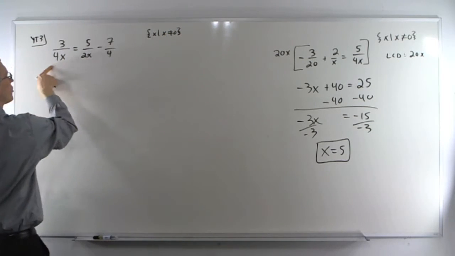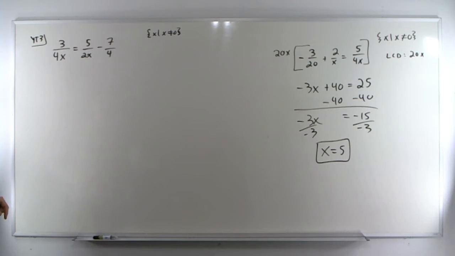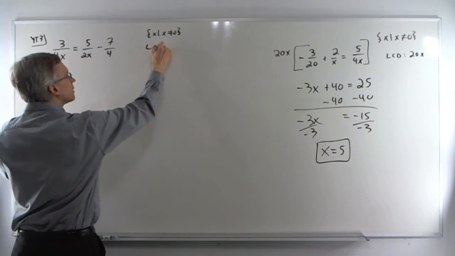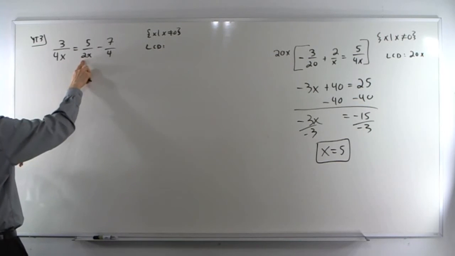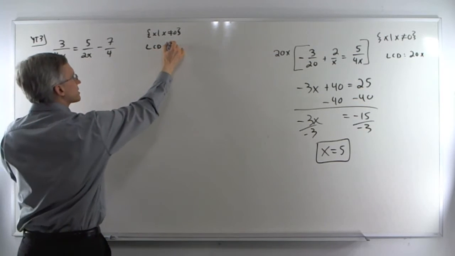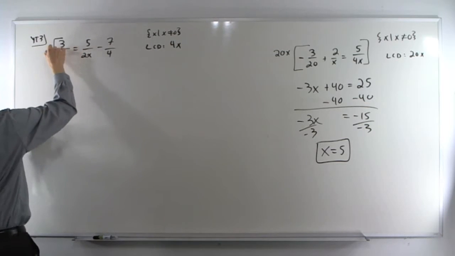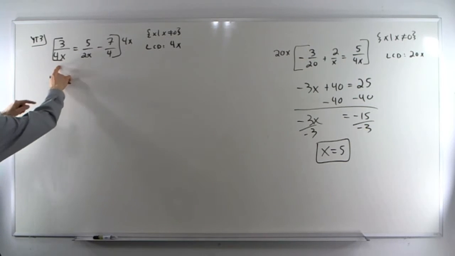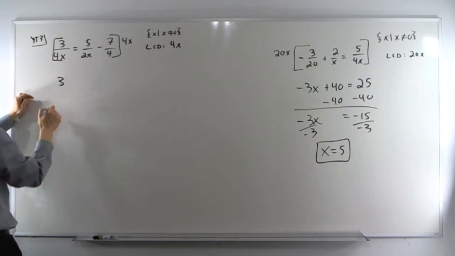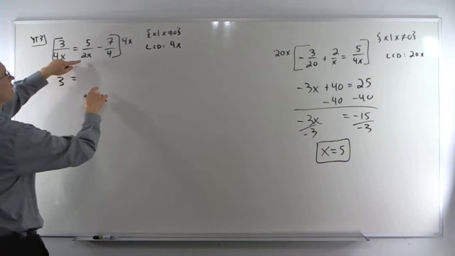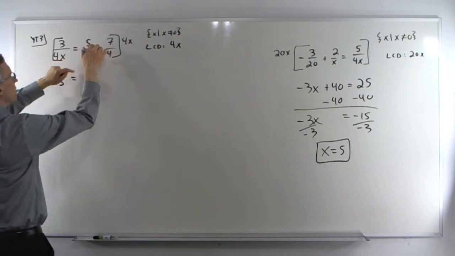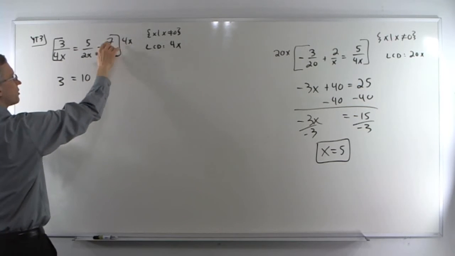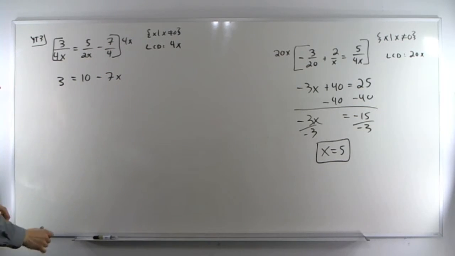So just like the example, we can't have 0 plugged in for x. LCD. See, 4 is a multiple of 2, got a single x, so 4x is the LCD. So we're going to multiply this entire equation by 4x. So here, the 4x's cancel, gives us a 3. Here, 4x divided by 2x is 2, 2 times 5 is 10. Here, the 4's cancel, leaving just x, so minus 7x.